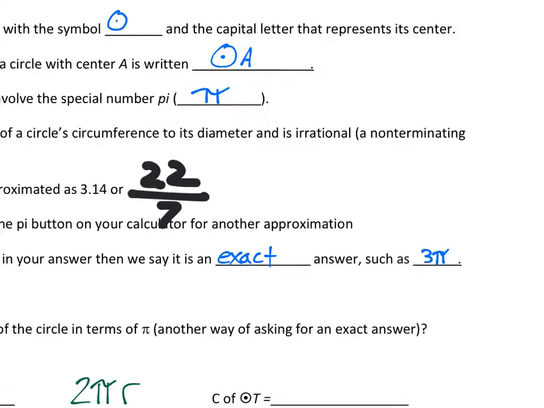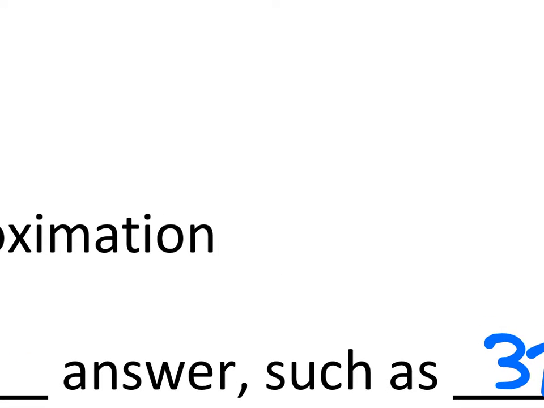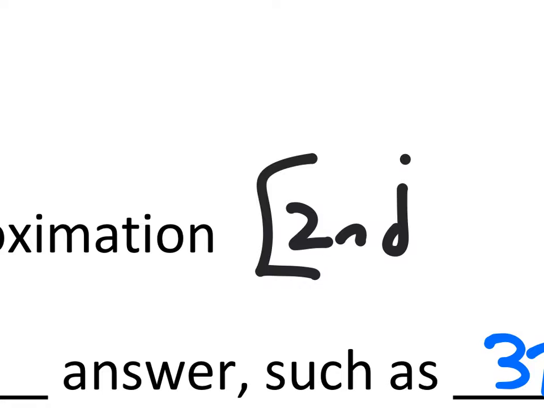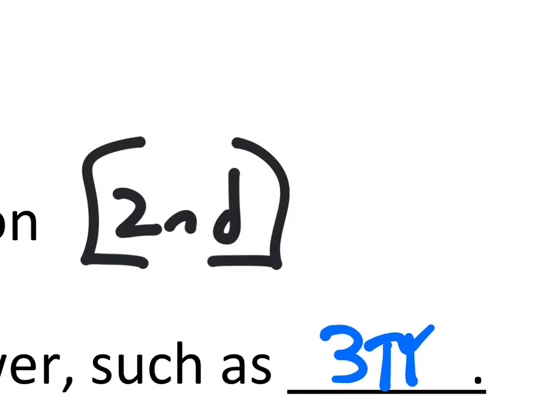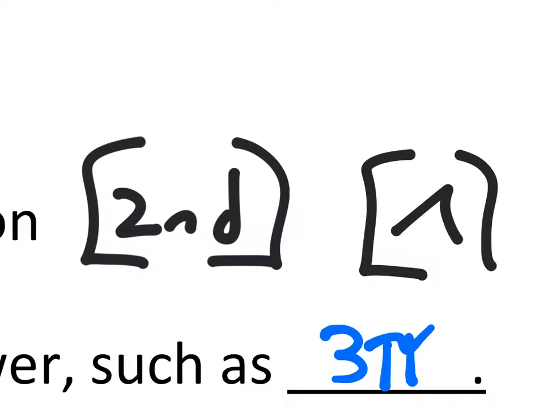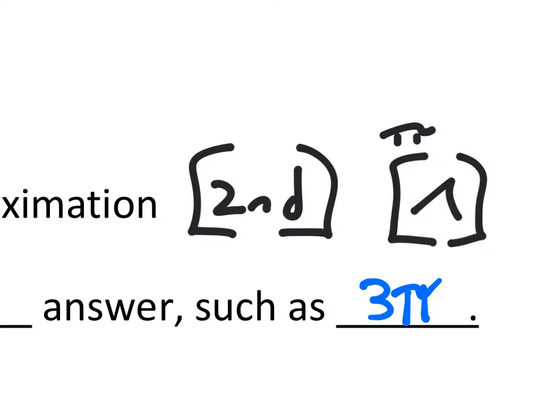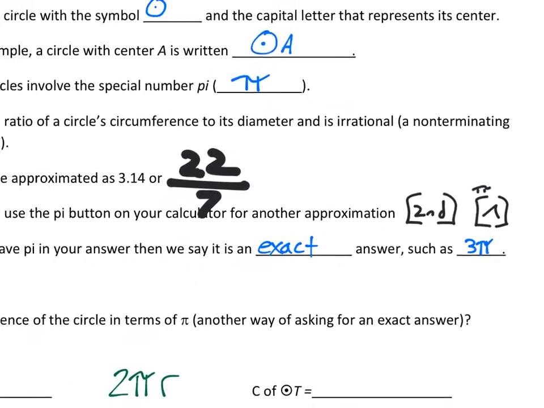You can use the pi button on your calculator for another approximation. The way to get that button on a TI is you'll have to push second first, and then find the button that looks like a little up arrow caret. It's above the division sign on your calculator. You'll see above it in another color the pi symbol. So it's not the directional button. It's the button above the division button. If you push second and then that, you can get pi onto your calculator.